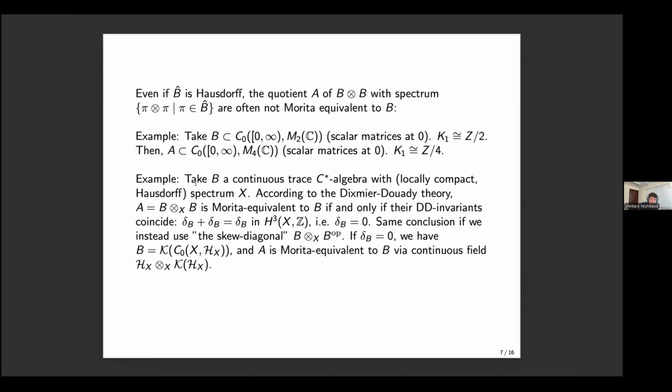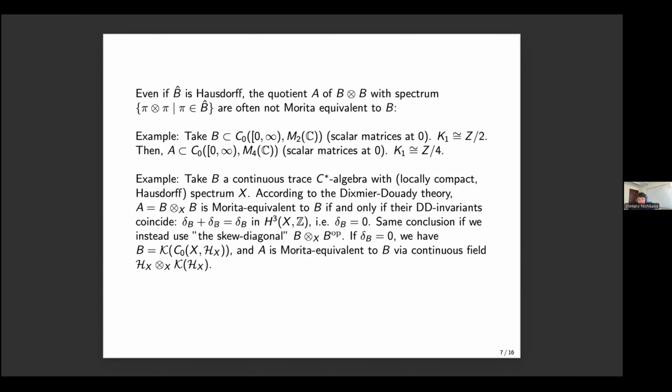And a more topological example that some of you might like is to take B, a continuous trace C star algebra. So it has, of course, Hausdorff spectrum. Then according to this very beautiful Dixmier-Douady theory, you can take this A, which is the tensor product of B over X. A continuous trace C star algebra corresponds to a bundle of compact operators over the space, and then you're taking an interior tensor product. Then it's Morita equivalent to B if and only if their invariants coincide.